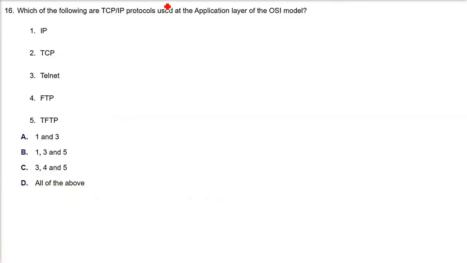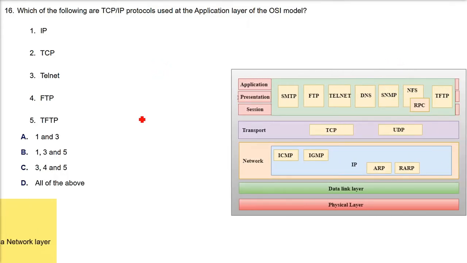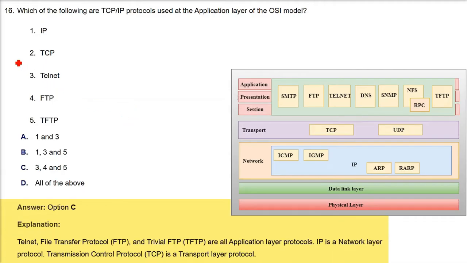Which of the following are TCP/IP protocols used at the application layer of the OSI model? We already discussed that. So the answer is C here, 3, 4, 5: Telnet, File Transfer Protocol, and TFTP, Trivial FTP.